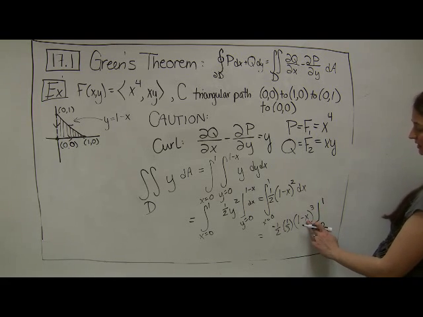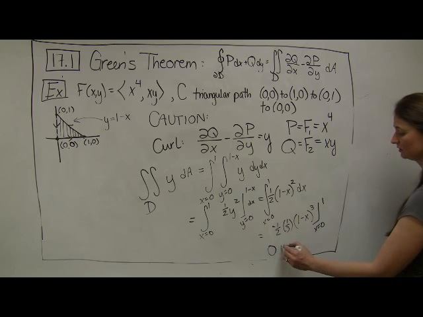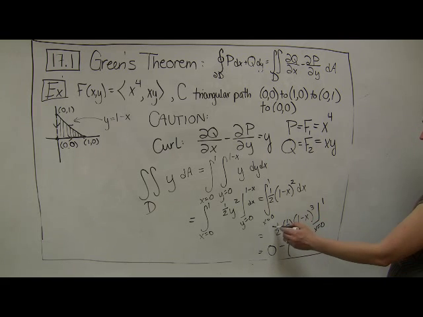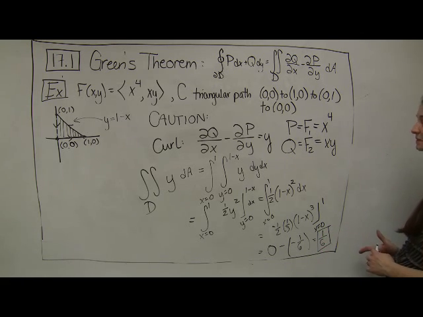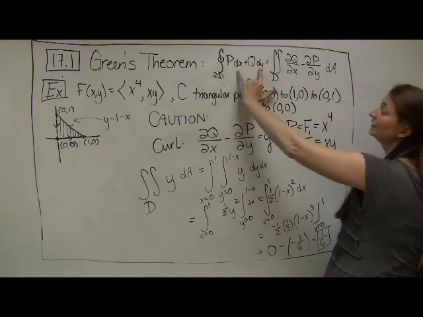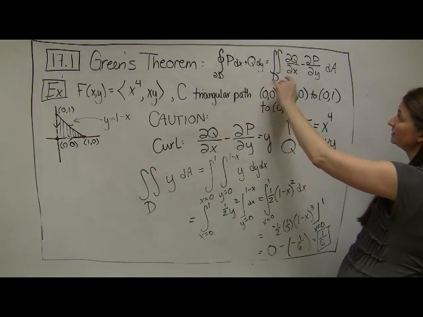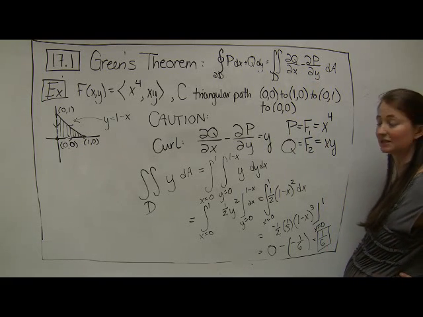When I plug 1 into here, notice I get 0 out, because 1 minus 1 is 0. It all becomes 0. So I get 0 minus, what happens when I plug in 0? I get negative 1/6, which is equal to 1/6. Hurrah! In this particular example, we got it to line up. When I took my line integral along this boundary, it's exactly equal to the double integral over the scalar curl of our function, which in this case was equal to 1/6.